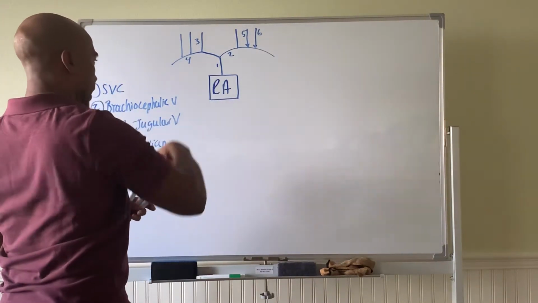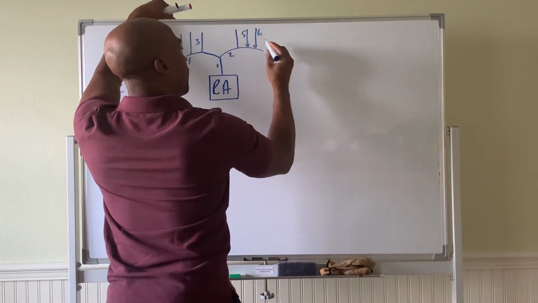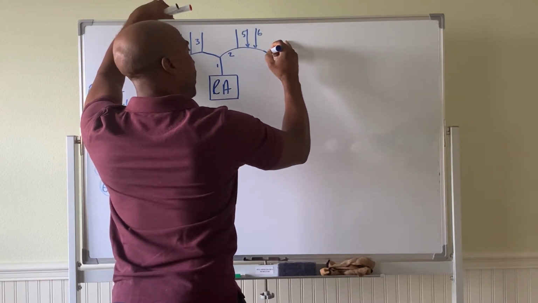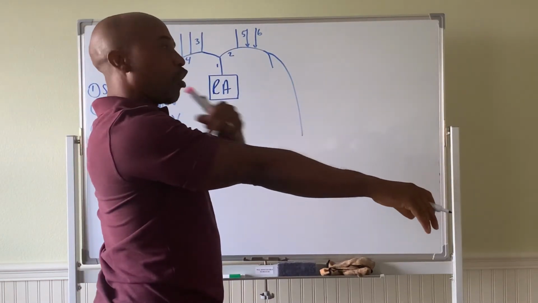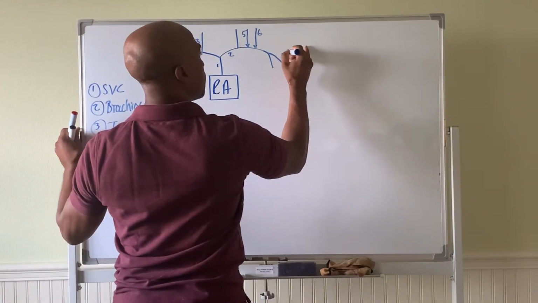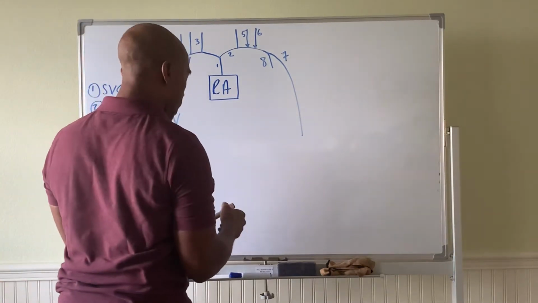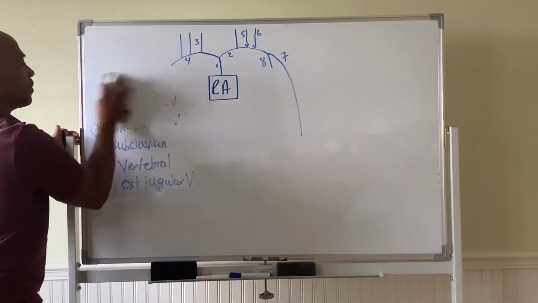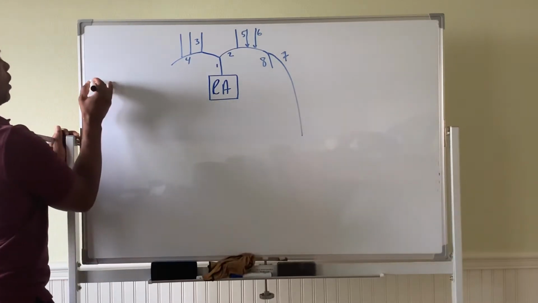All right, so let's go on this side. Your subclavian vein here is formed by two veins merging. There's a vein that runs along here. That vein is called your cephalic vein. So number 7 and number 8. I'm going to change colors. So number 7 vein is your cephalic vein.